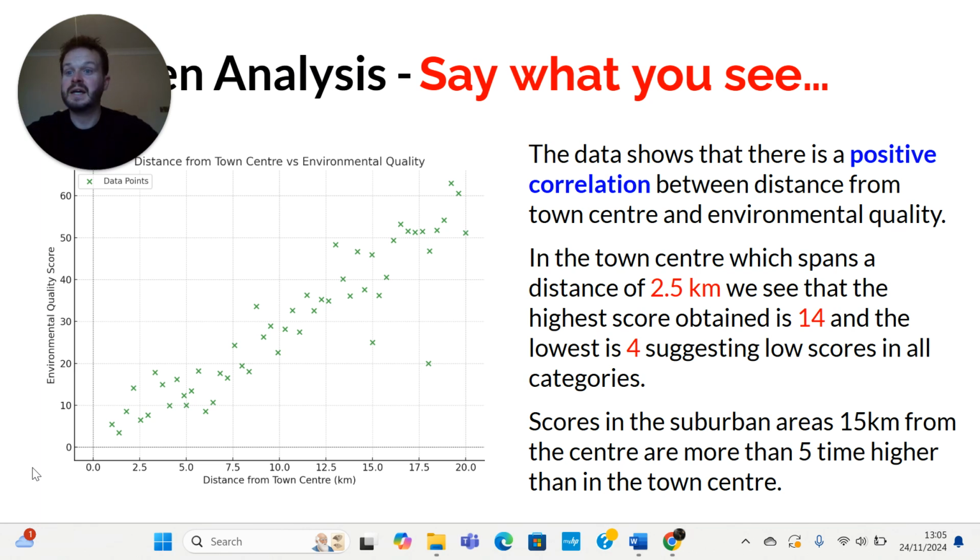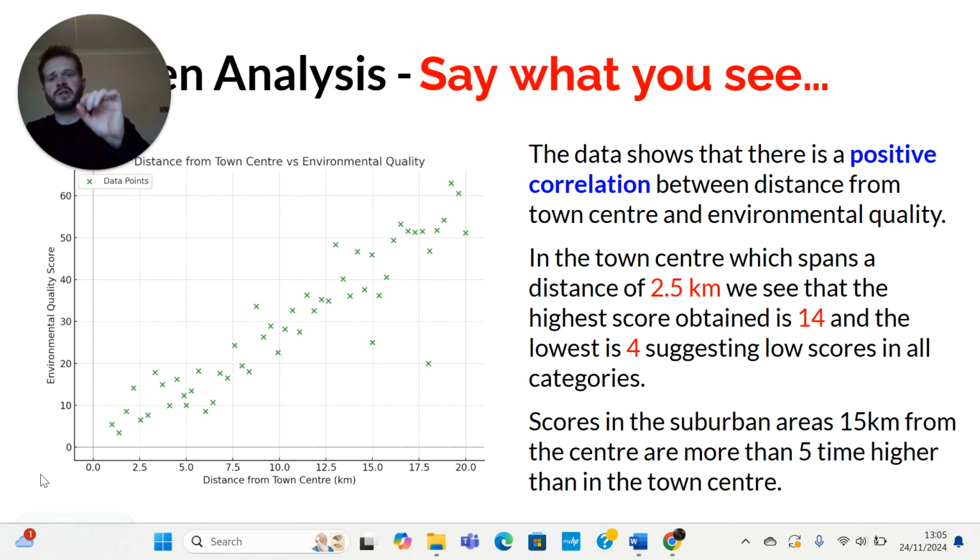Yes, it's not just that they're higher; they're 5 times higher. So again, it's all about what do you see and how can you gain more marks by giving a more detailed overview of the significance of the data as well. Okay, so that is a prime example of a say what you see. So you're just doing that.